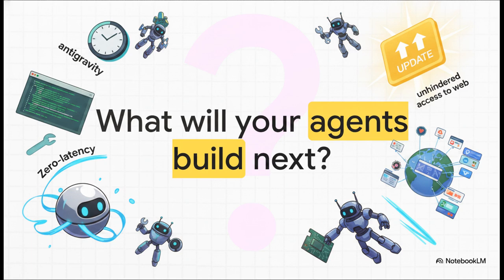So, here we are. You've officially survived the great free tier shutdown of the Gemini CLI, and you now have a fundamentally superior, zero-latency, anti-gravity-powered tool sitting right there in your terminal. The friction is gone, the speed is way up, so the only real question left is, what will your agents build next with this unhindered access to the web? Go run that update, get logged in, and let's find out.